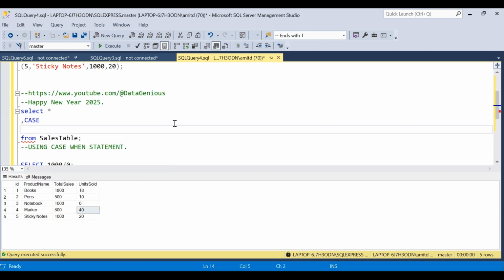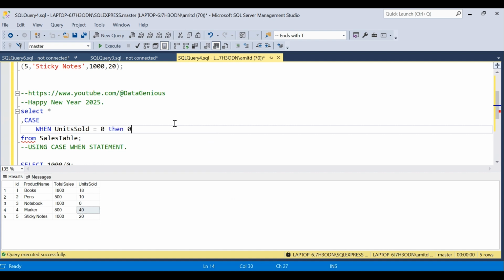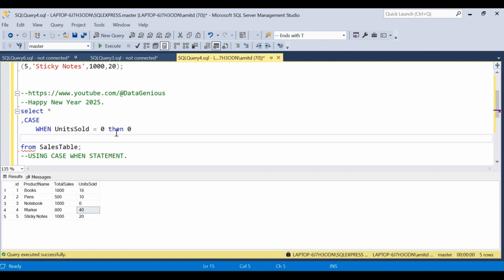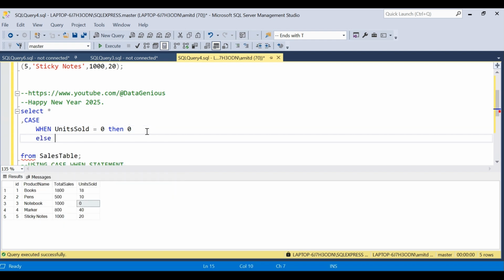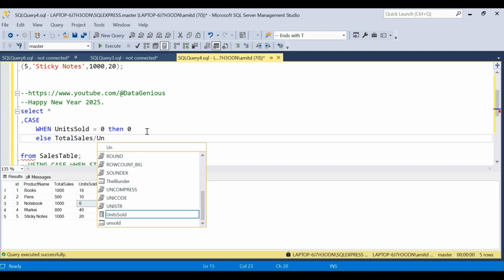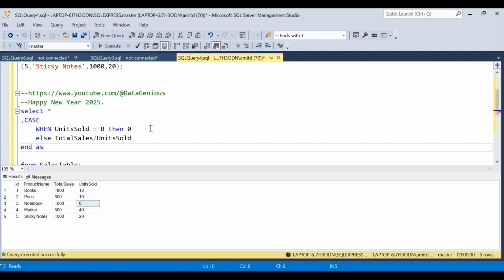So let's start now. Case when unit sold equal to 0, then 0. What I am doing is, in the output, I need that when unit sold is 0, then I want 0 only. Else I have to divide total sales by unit sold, as price of one product.